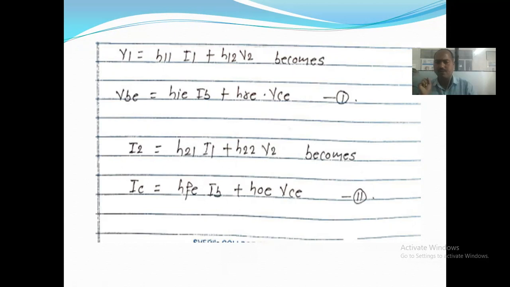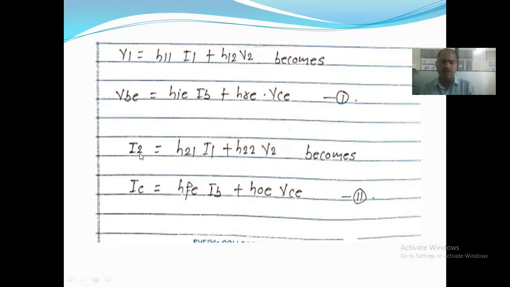So we have seen the common emitter configuration. In that configuration, V1 is nothing but VB, I1 is nothing but IB, and V2 is nothing but VC. So we put these values in the earlier equation, V1 equals H11 I1 plus H12 V2, and the equation becomes VB equals HIE IB plus HRE VC. This is equation number 1. Accordingly, we now look at the second equation.